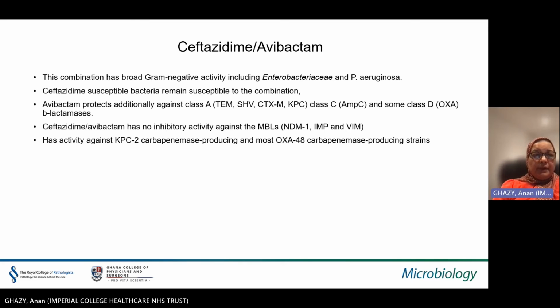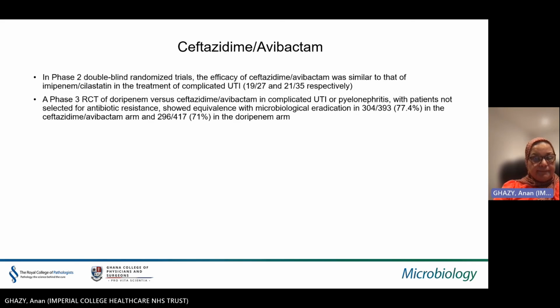For ceftazidime-avibactam, the combination has a broad gram-negative activity, including Enterobacteriaceae and Pseudomonas. Ceftazidime-susceptible bacteria usually remain susceptible to this combination. Avibactam protects additionally against class A, TEM, SHV, CTX-M, KPC, class C, which is AmpC, and some class D, which are OXA beta-lactamases. Ceftazidime-avibactam has no inhibitory activity against metallo-beta-lactamases. It has activity against KPC-2 and most OXA-48 carbapenemase producing strains.